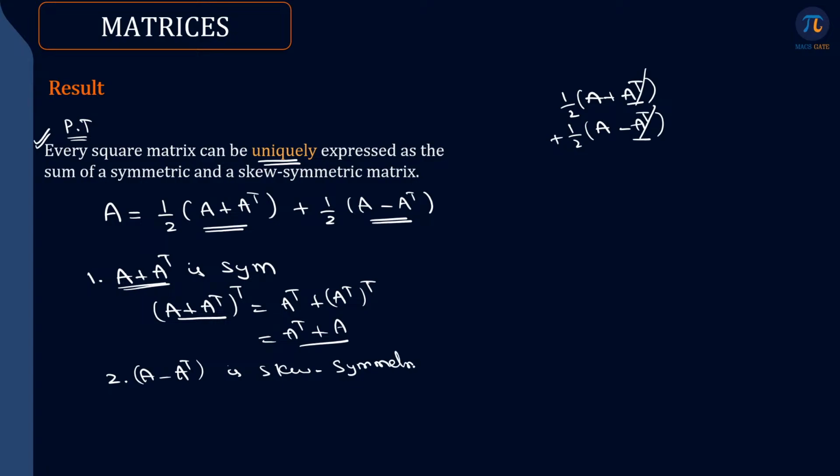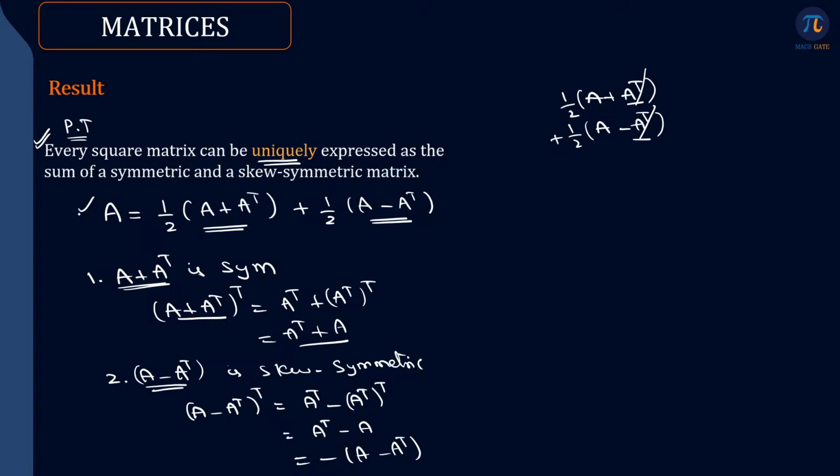How to prove it is skew symmetric, sir? Take the matrix and take transpose of it. So what is it? A transpose minus A transpose whole transpose. So it is A transpose minus A. This is nothing but minus of A minus A transpose. Therefore this is skew symmetric.